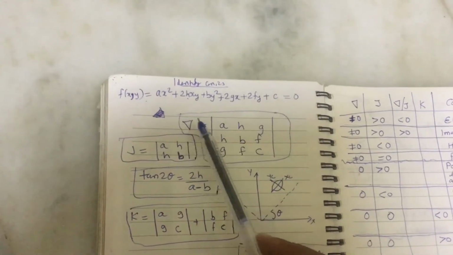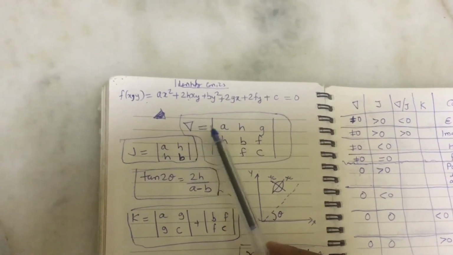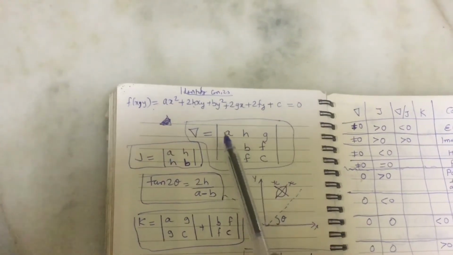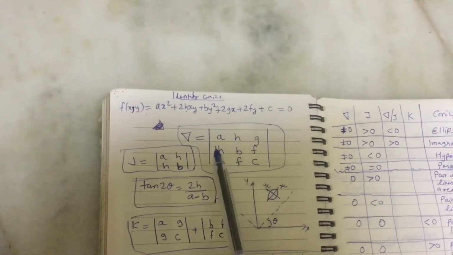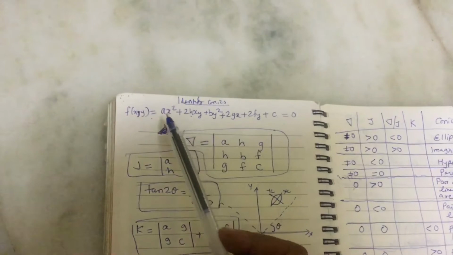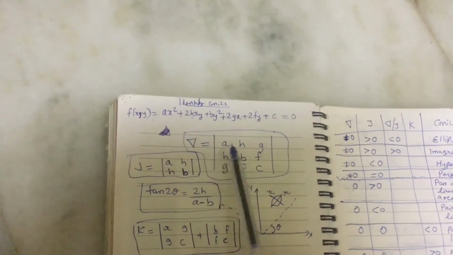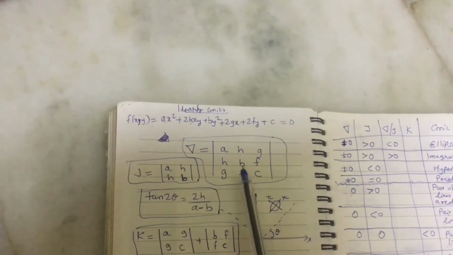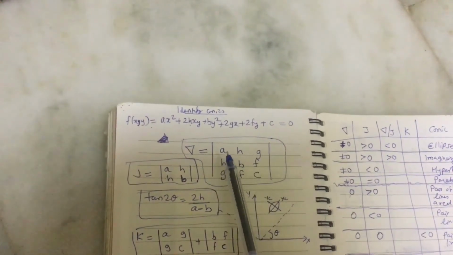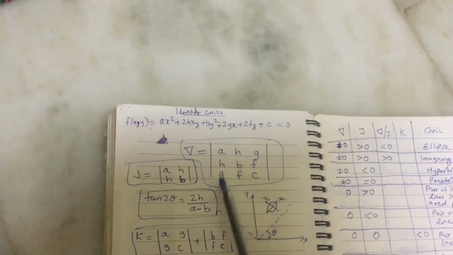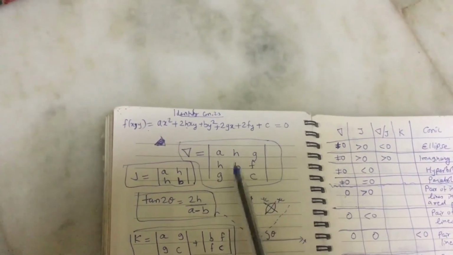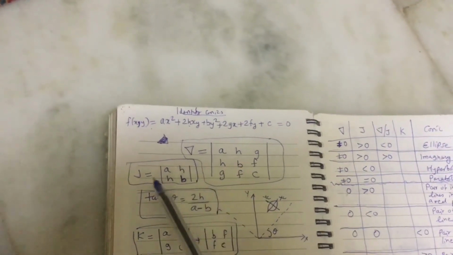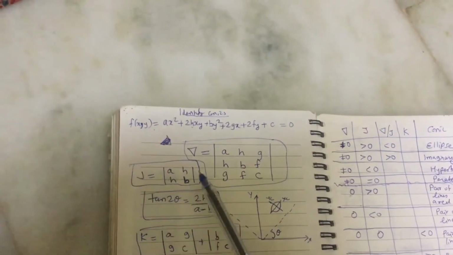So the first thing is to find the delta, or the determinant. How do you write the delta? You write a, b, c on the diagonal. Then a and g, I told you, are x terms. In between a and g they have h, and b and f, so it's a symmetric matrix, a symmetric kind of determinant: a h g, h b f, and g f c. This is the determinant delta.